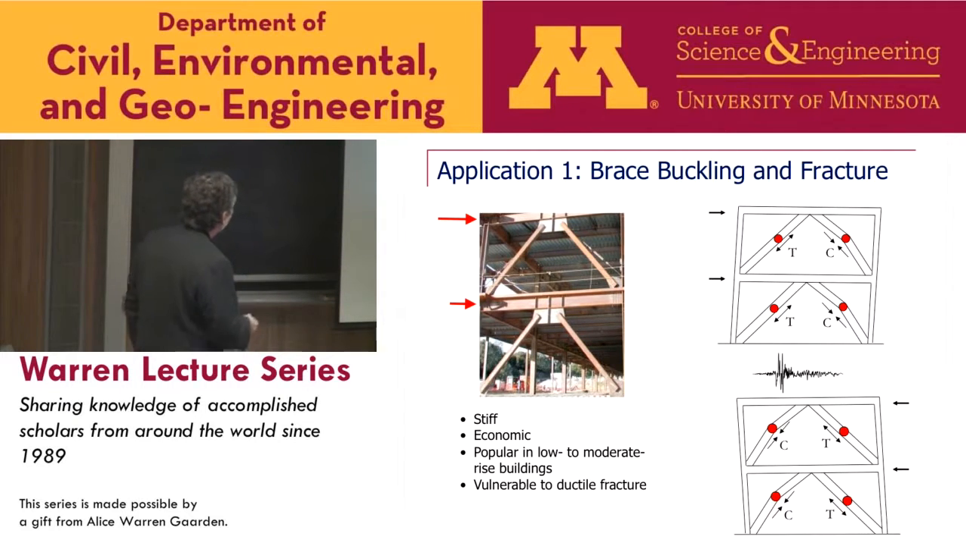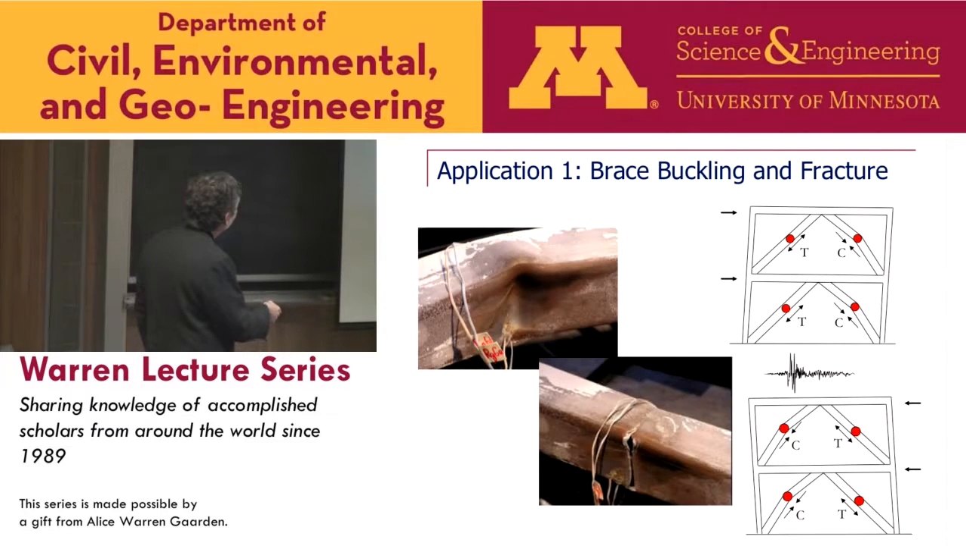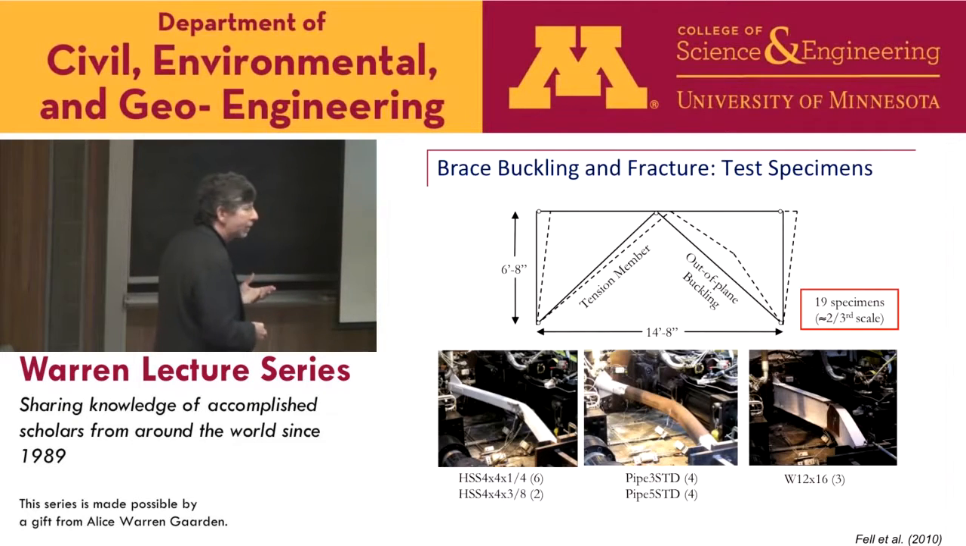This is an example of what you might see at these locations: both global buckling of the brace and then local buckling, and then typically fractures occurring in places like this. So we ran a test program where we looked at some different types of materials. We looked at some rectangular brace members, some round pipes, and some W shapes. Part of this was theoretical. We wanted to validate our model.